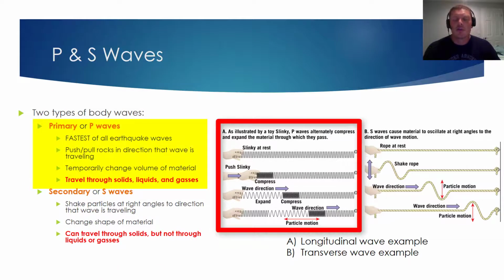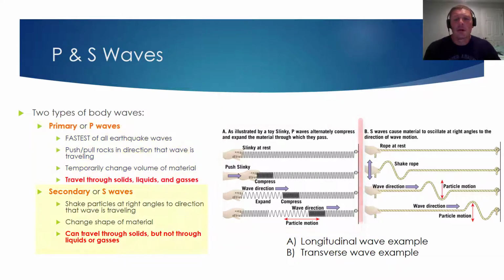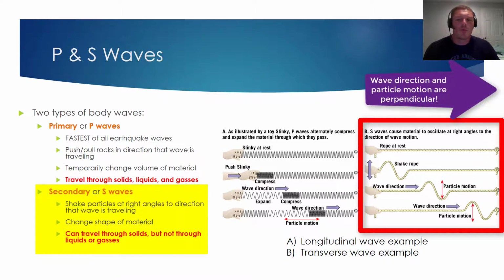Now, keep in mind, our slinky example was different. For our slinky, which helped us conceptually understand how P waves move, the particle motion and the wave direction are in the same direction. That slinky compression traveled straight down the slinky. But for our rope analogy, which helps us visualize the movement of secondary waves, the material will oscillate at right angles to the direction of the wave's motion.